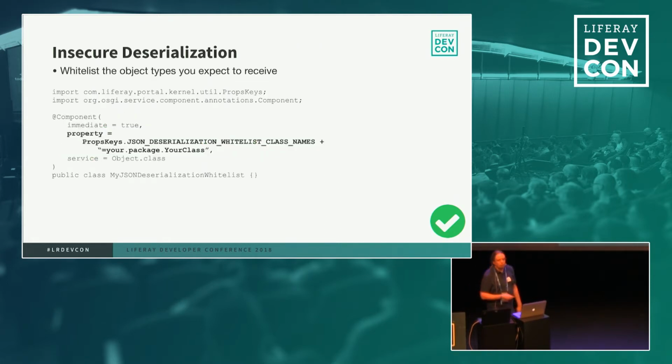But how do you define what is expected for your project? Yeah, we can't tell you that ahead of time. Because Liferay is OSGi, what you do is you register a service. You can do that using declarative services like @Component. And the key thing here is to register that service with a specific property, which is shown in bold, whose value is your particular Java type. Then it gets added to the whitelist.